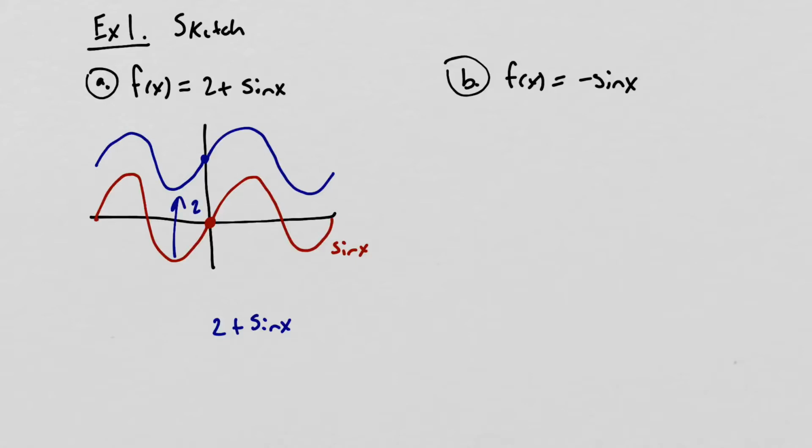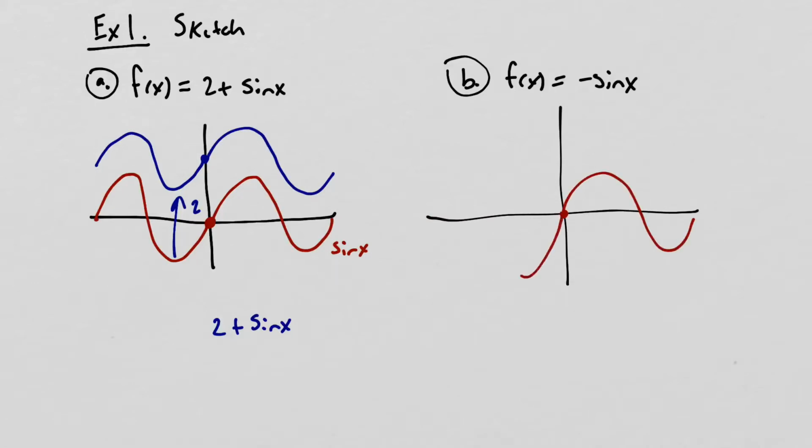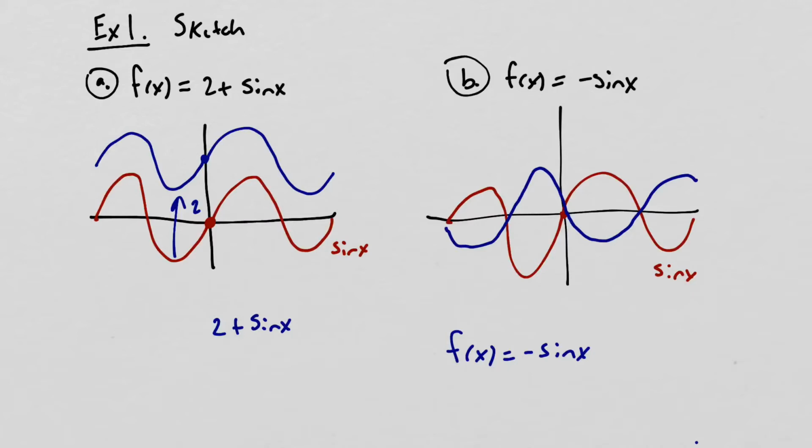Now, looking at the second graph here, again, if we started with our function sine x, we'd have a graph that looks something like this. And if we applied the transformation negative sine x, all the positive y values become negative, and all the negative y values become positive. Which means our graph looks something like this.